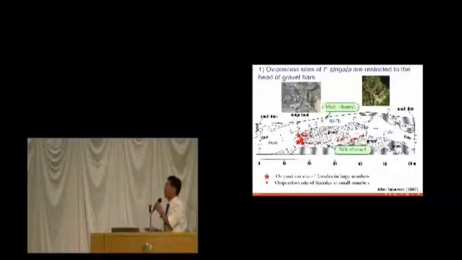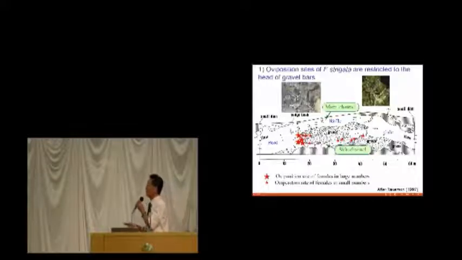The first one is the oviposition sites of the mayfly. Ephemera strigata is the target species. They reproduce in this part of the bar structure. This is the upper side and the lower stream. And they will make a big swarm for making the oviposition here.